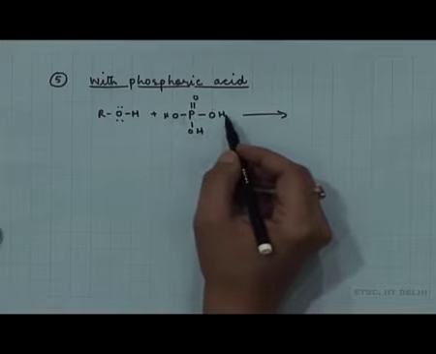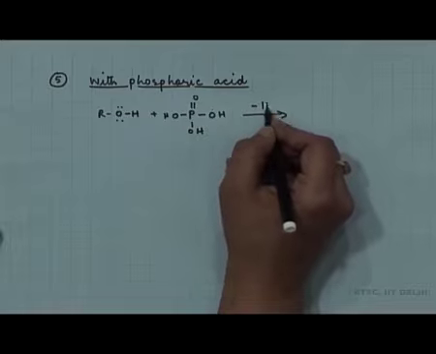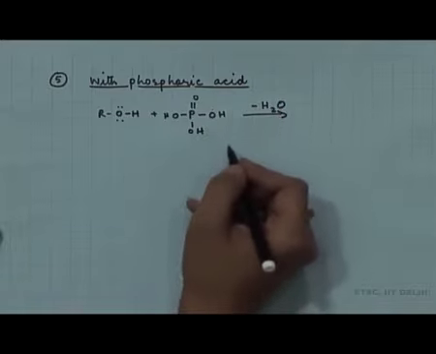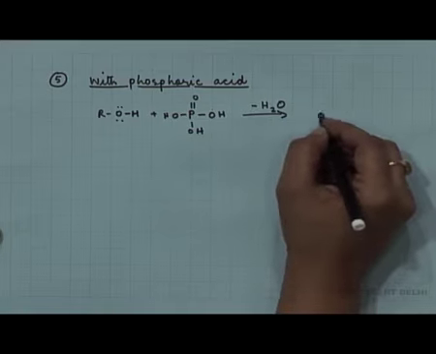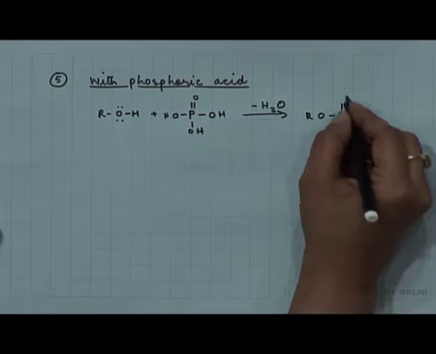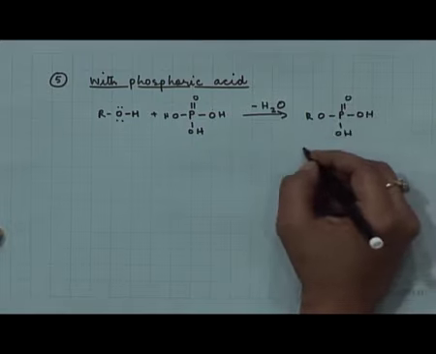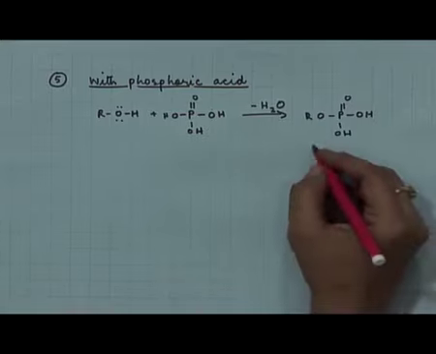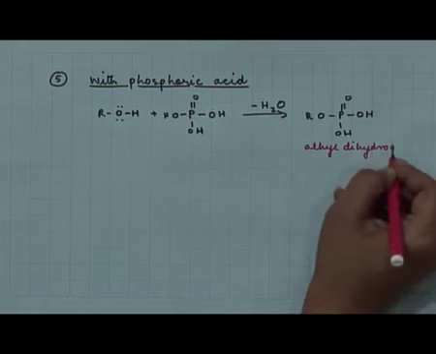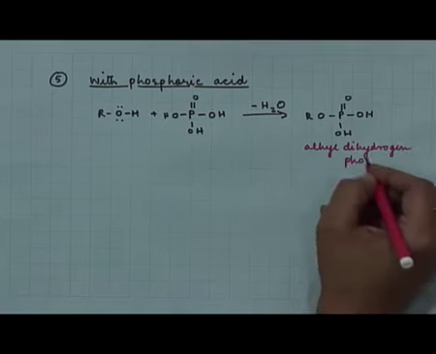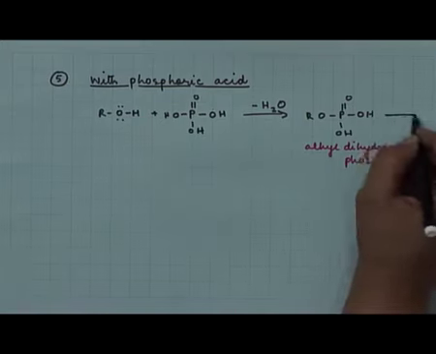In this case, you have 3 hydroxyls which are attached next to the P double bond O. So, we do not know if each of these are going to get replaced. The first thing which happens is elimination of a water molecule, and you get the corresponding product in which one of the OHs is replaced by OR, and this is called alkyl dihydrogen phosphate. Okay. So, you have alkyl dihydrogen phosphate, but the reaction does not stop here.